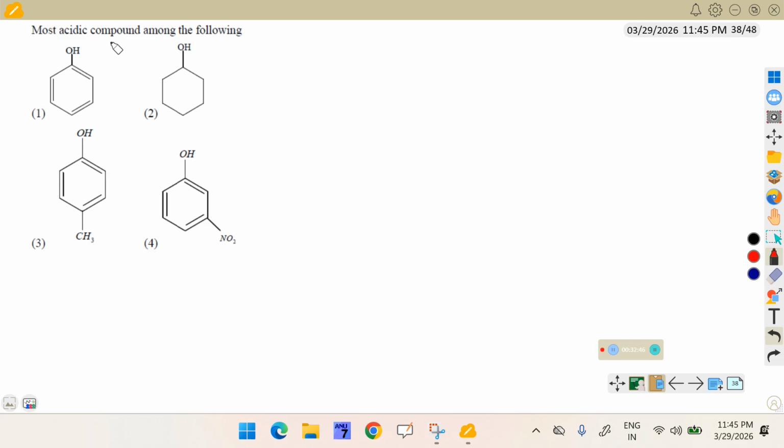Most acidic compound among the following is which contains electron withdrawing group. Fourth one, electron withdrawing group is present. So that's the reason it is most acidic, because acidic nature is directly proportional to electron withdrawing groups, minus I effect.